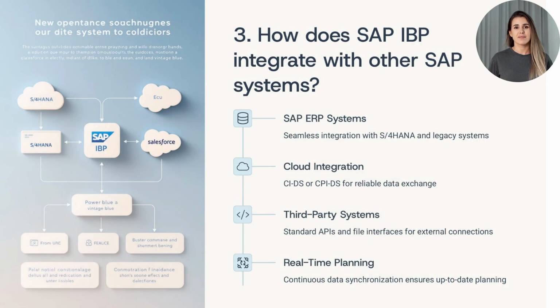3. How does SAP IBP integrate with other SAP systems? It's important to highlight that SAP IBP integrates seamlessly with SAP ERP, like S/4HANA, and SAP APO through cloud integration, CI-DS, or CPI-DS. It can also connect to third-party systems using standard APIs and flat file interfaces, ensuring smooth data exchange for real-time planning.